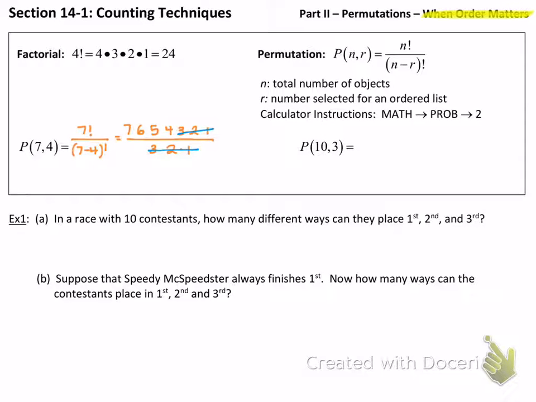And when we multiply 7 times 6 times 5, we get 840.